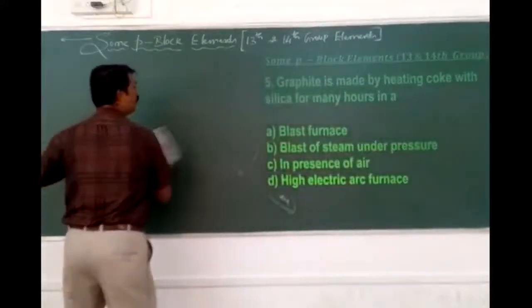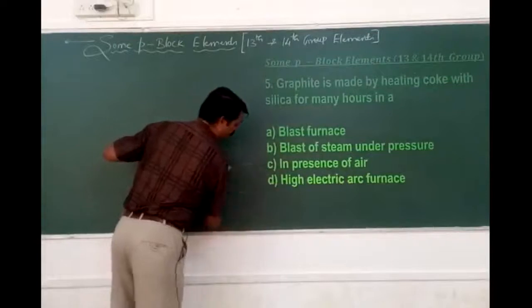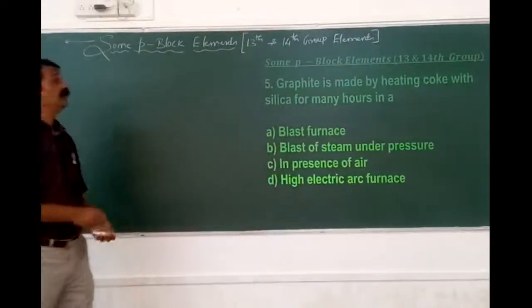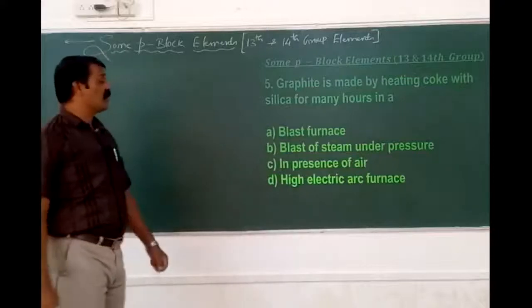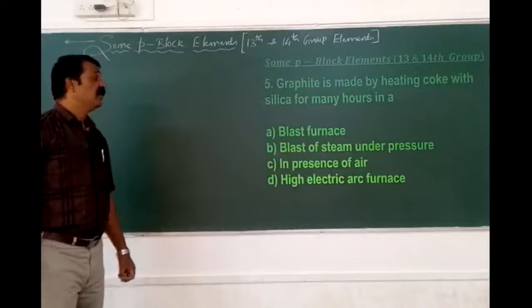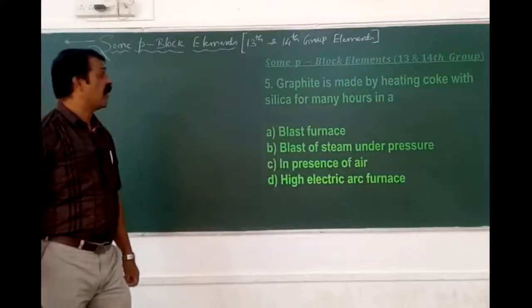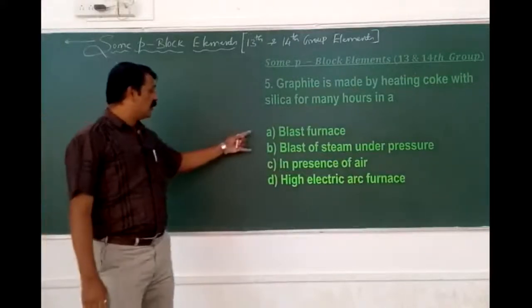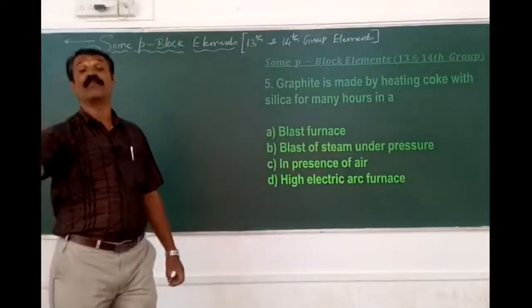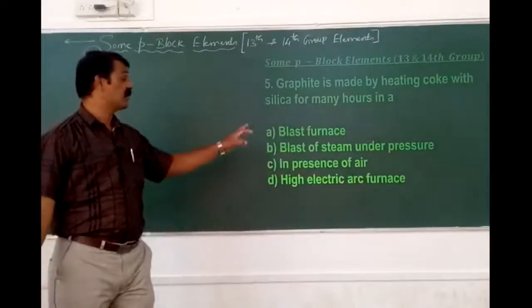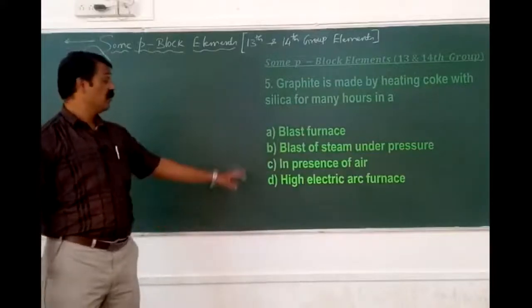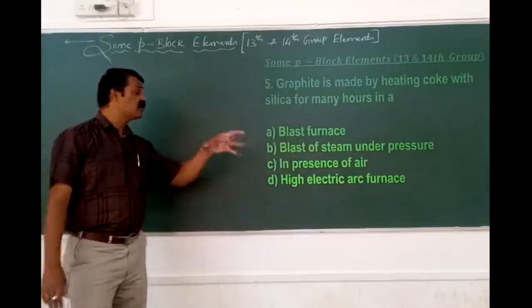So here, graphite. What's that? Graphite is made by heating coke with silica for many hours in a blast furnace or a high electric arc furnace. Usually these two refer to metallurgical processes, where we extract metals by heating to a very high temperature. But there is no need of air here.